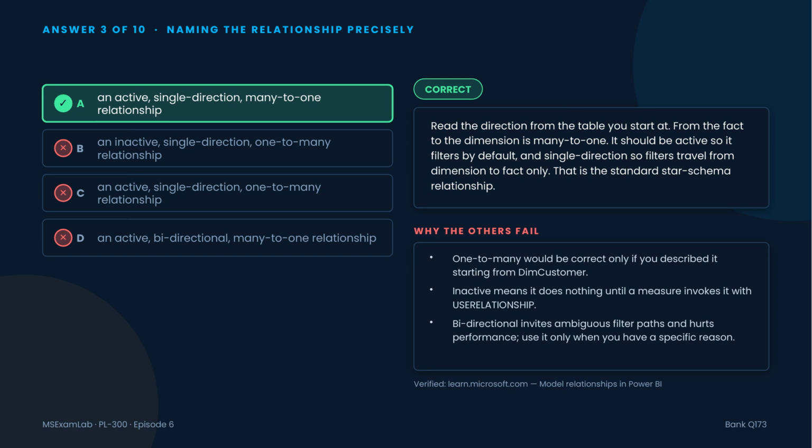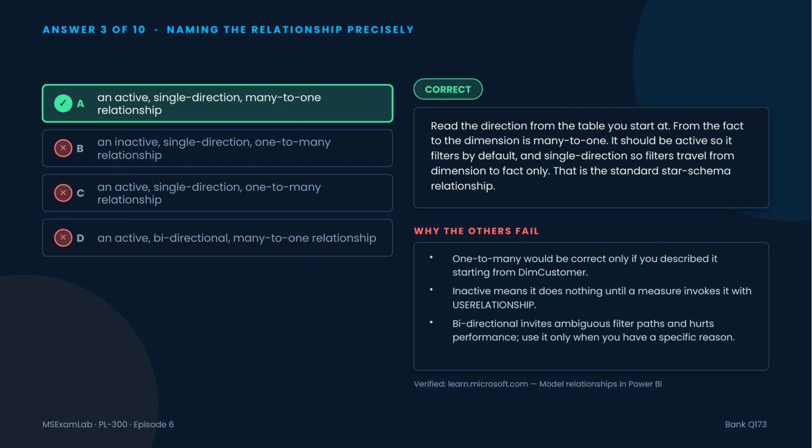Why the others fail? One-to-many would be correct only if you described it starting from dim customer. Inactive means it does nothing until a measure invokes it with USERELATIONSHIP. Bidirectional invites ambiguous filter paths and hurts performance. Use it only when you have a specific reason. Verified against Learn Microsoft.com, model relationships in Power BI.